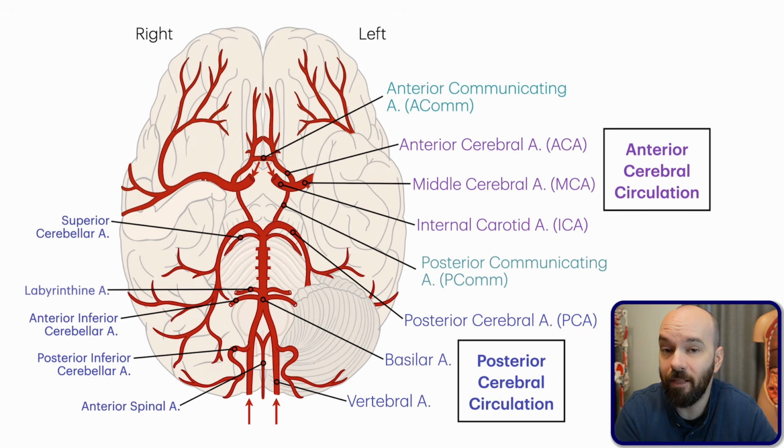So that first one's going to be the labyrinthine artery. And that's called the labyrinthine artery because it's going to go to the inner ear, to the bony labyrinth of your inner ear. So that's where the blood supply for the inner ear comes from. And that's why we call it the labyrinthine.